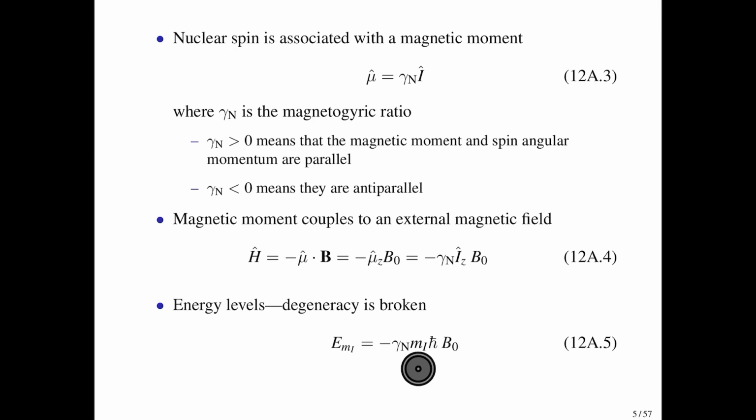So in this case, let's assume that gamma is a positive number. For all of the positive values of m sub I that you have, the energies will be lowered. For the negative values of m sub I, the energies will be raised. So you get a splitting.